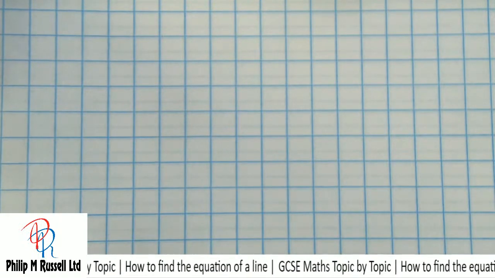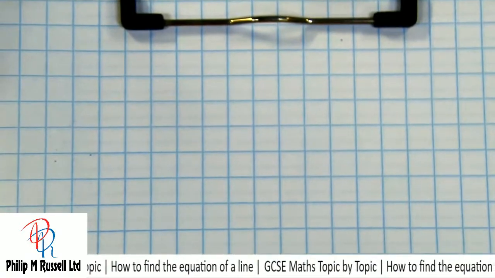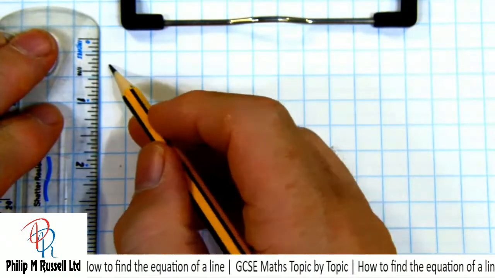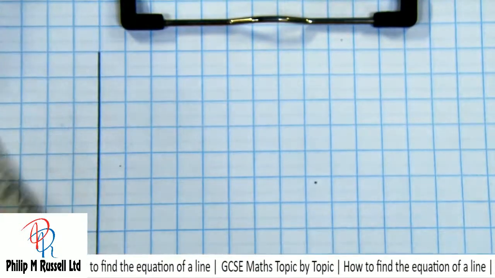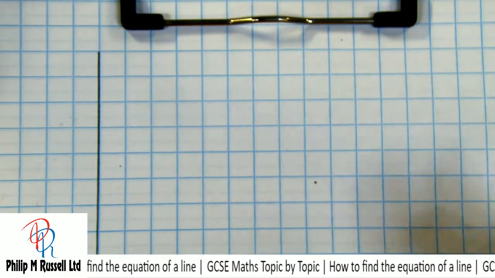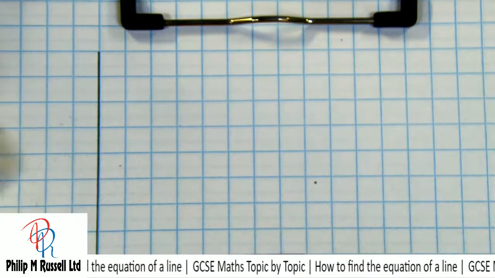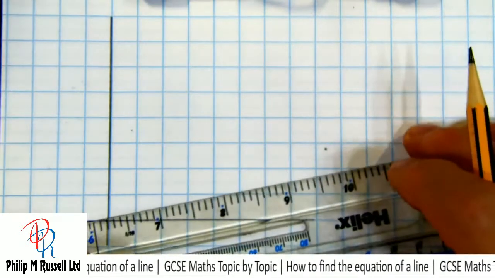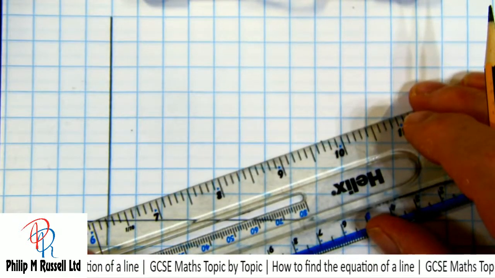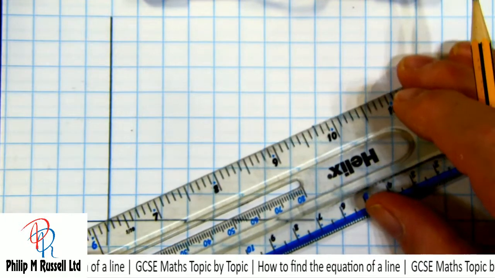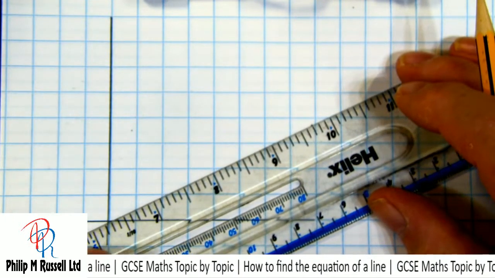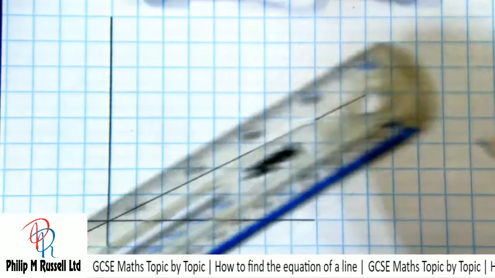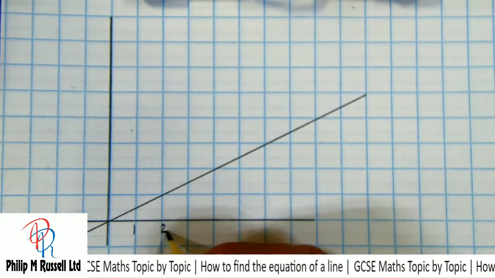So we can get quite a few graphs to have a look at, and we can get the idea about quite a lot of graphs simply by having a look at them. So I've got another little graph here, and let's do one that looks perhaps like this. So I'm going to line it up, and let's put some numbers in.